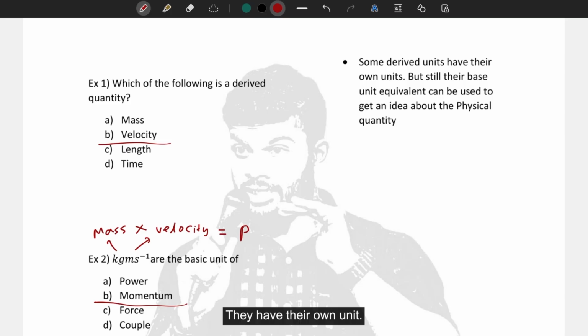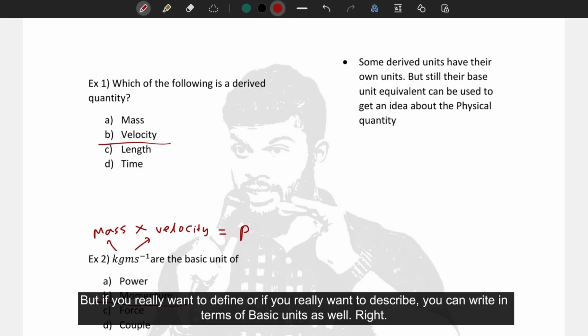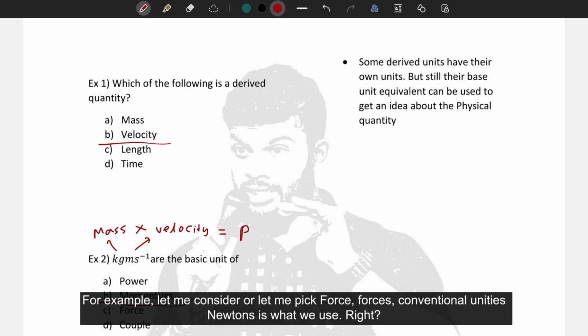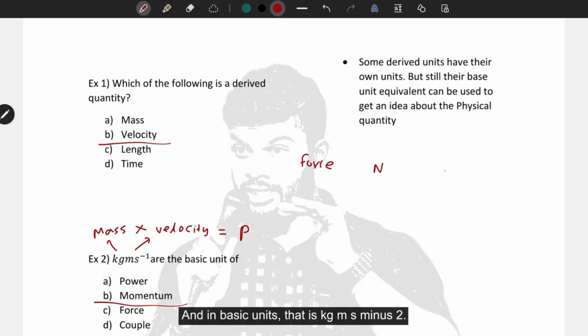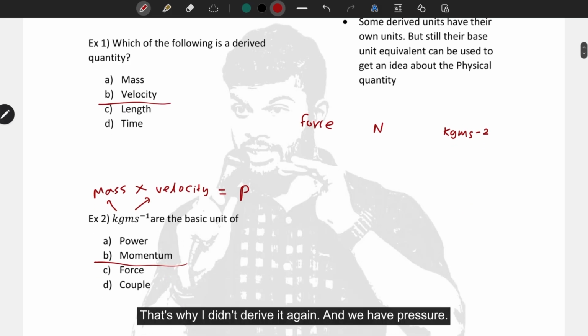They have their own unit, but if you really want to describe them, you can write them in terms of basic units as well, right? For example, let me pick force. Force's conventional unit is newtons is what we use, right? And in basic units, that is kg m s minus 2. We have already derived this, that's why I didn't derive it again.